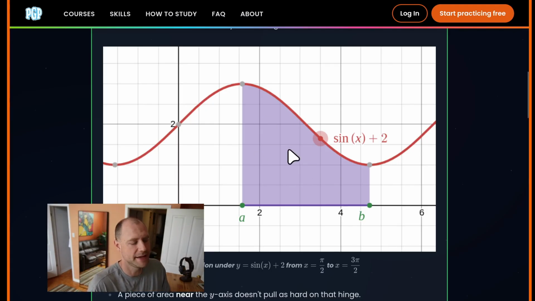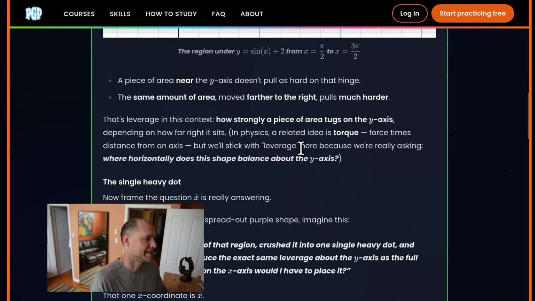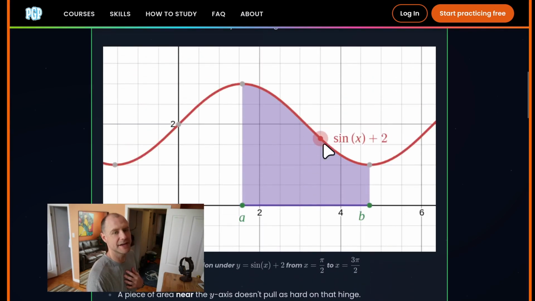If we move this exact shape further to the right on the x-axis, it will have more leverage. Or if we increased its area, it's going to have more leverage, more oomph into the page. All right, that's great. So that's leverage. Now, the next thing we're going to talk about is the heavy dot. I'll just refresh us that right now we're looking for x bar. Where is the x coordinate of the center of mass of this object?